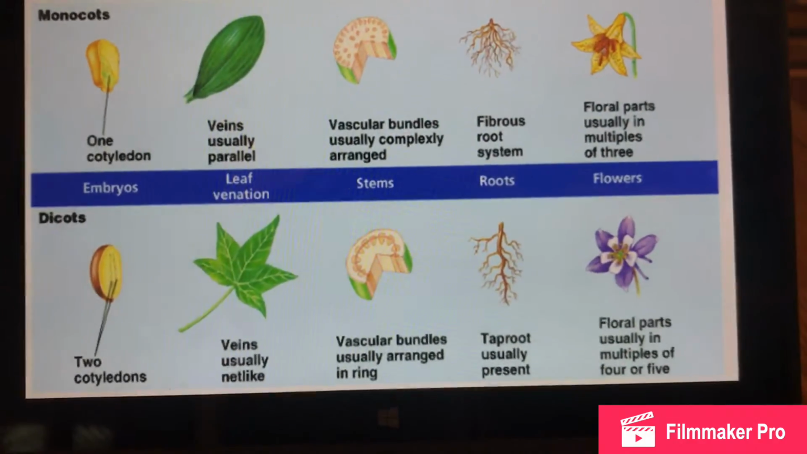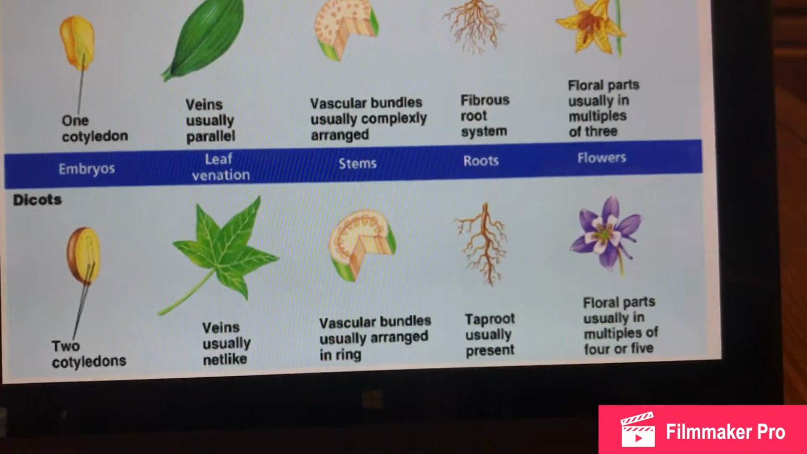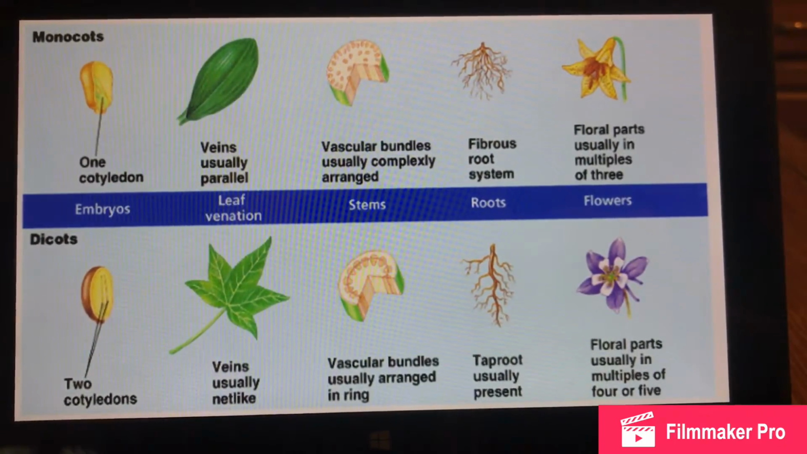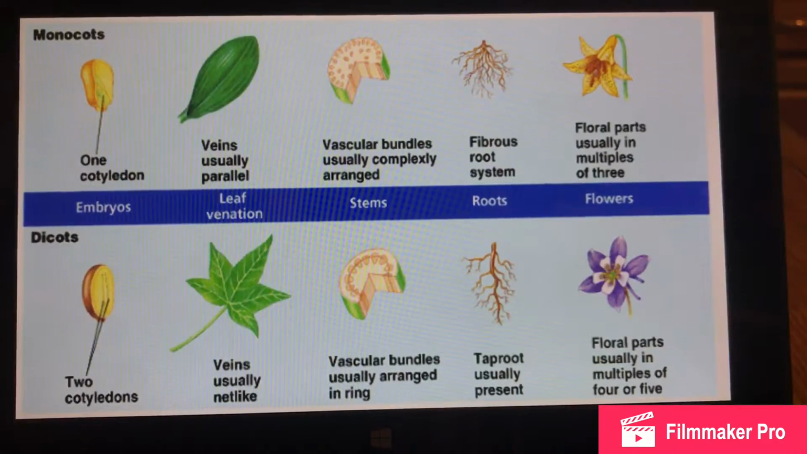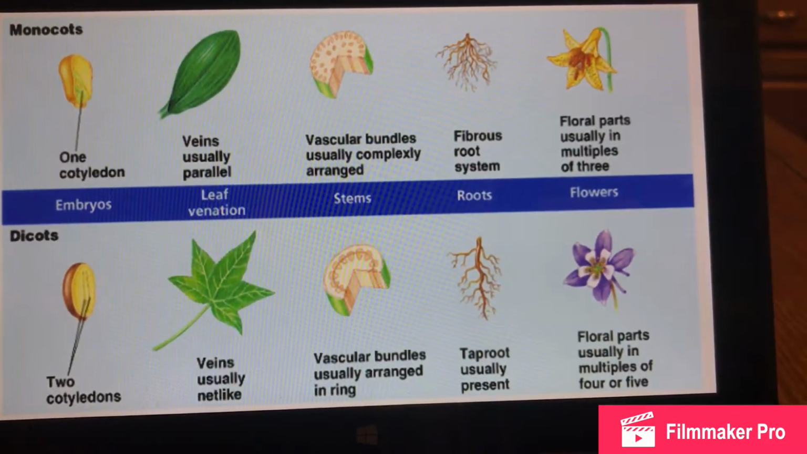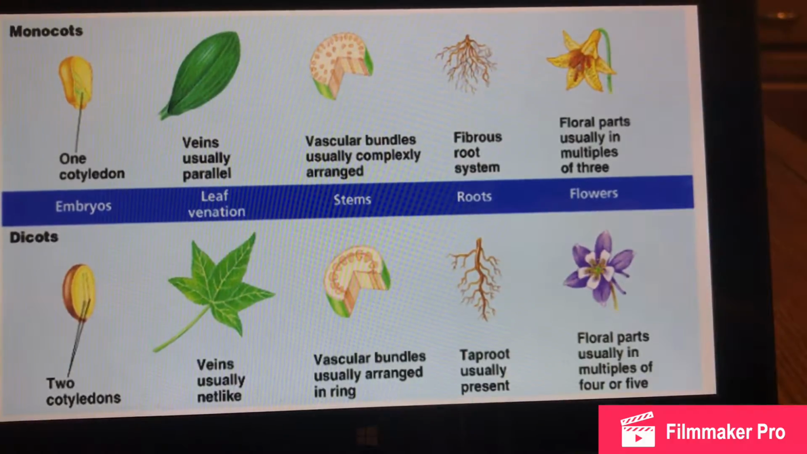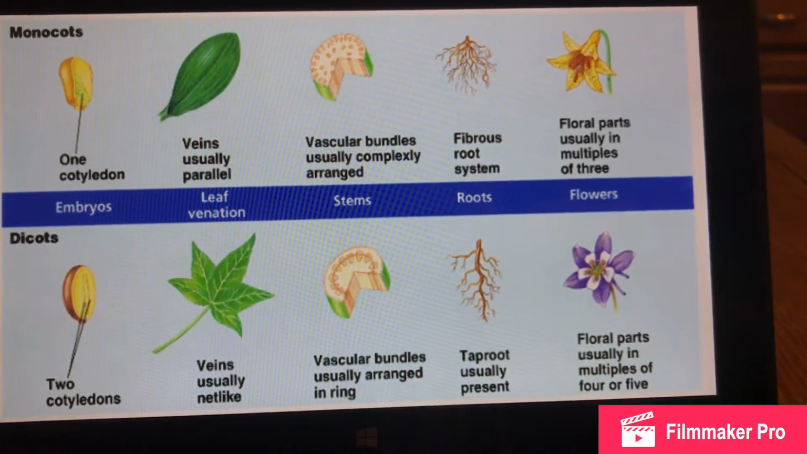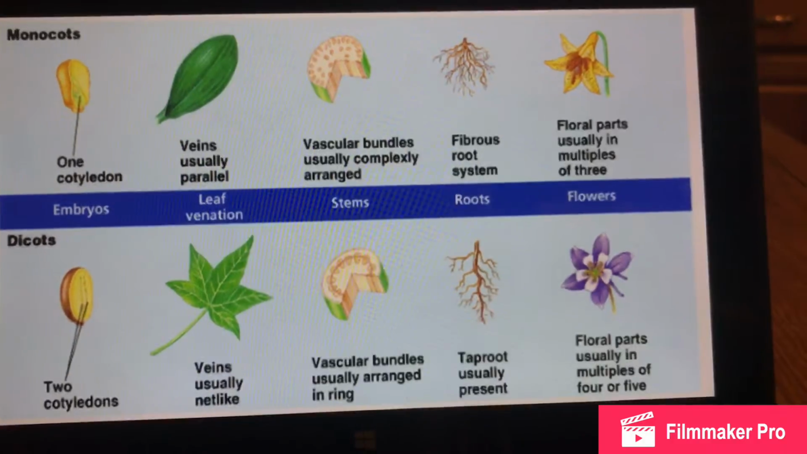The difference between monocots and dicots is actually a pretty huge difference. Monocots have floral parts usually in multiples of 3, and dicots are usually in multiples of 4 or 5. And the dicot root part is more of a tap root, and the monocots have a fibrous root system.